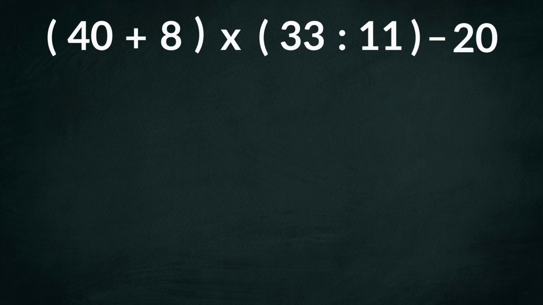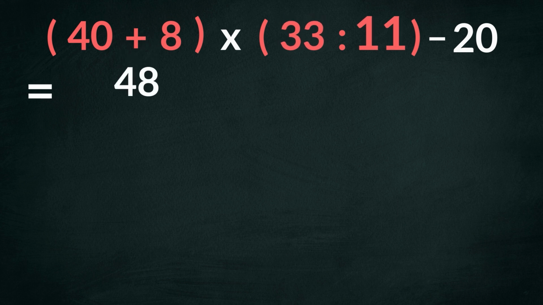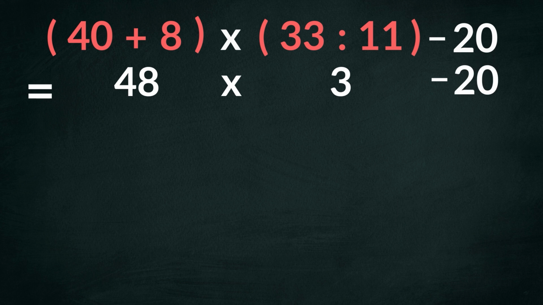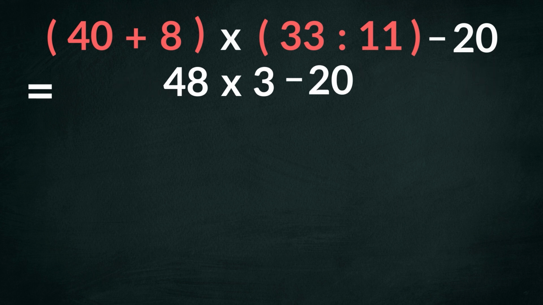As you can see, we have two parentheses and they should be solved first. We will start with 40 plus 8 equals 48. Then 33 divided by 11 equals 3. Don't forget to bring down the operations and numbers that we haven't touched. Now we're left with 48 times 3 minus 20. Because multiplication has a higher priority level, we'll solve it before the subtraction. 48 times 3 equals 144.